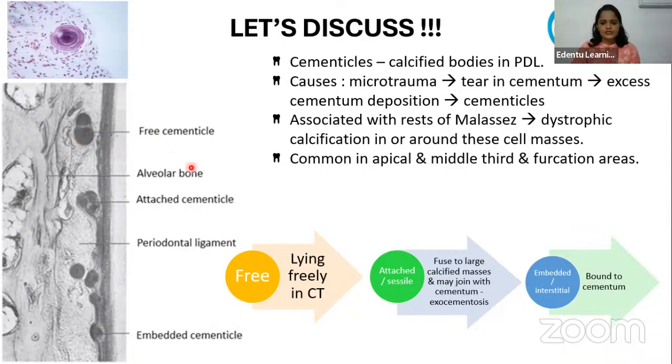Now, the attached or sessile cementicle means one or two or three cementicles join together or fuse together to form a calcified mass, and this calcified mass gets attached to the cementum. Such cementicles are called the attached cementicles. And then you will have the embedded cementicles. Embedded cementicles means they are embedded within the cementum itself. So these are the three types of cementicles: free, attached, and embedded.